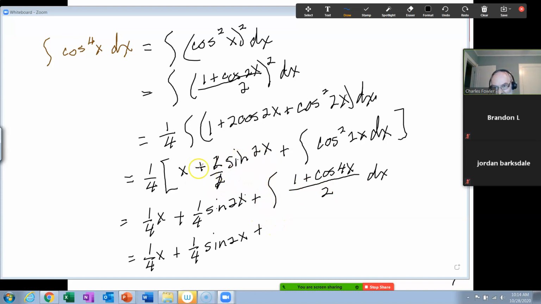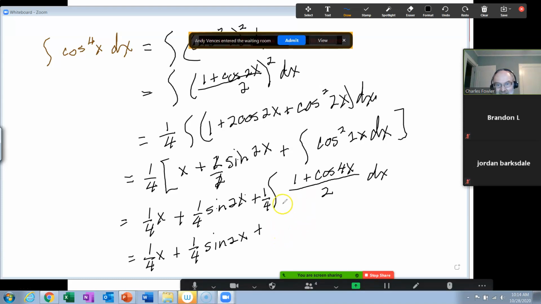Now I failed to do something here. This 1/4 is in front of all these, so let me pull this 1/4 here. Sorry about that. The 1/4 is times this, 1/4 times this, and 1/4 times that. So we need that 1/4 in there. I almost forgot about it.